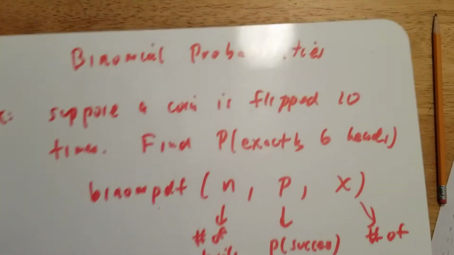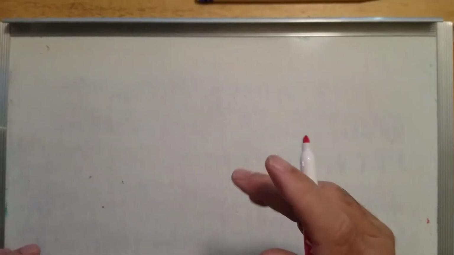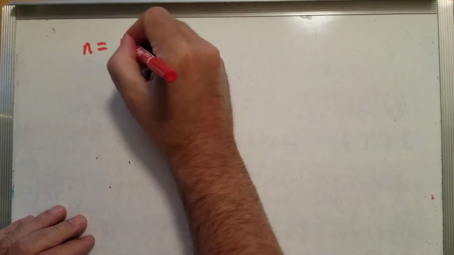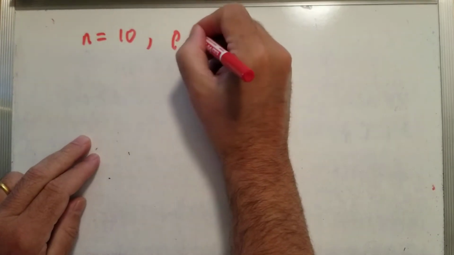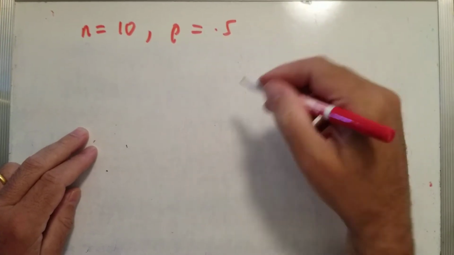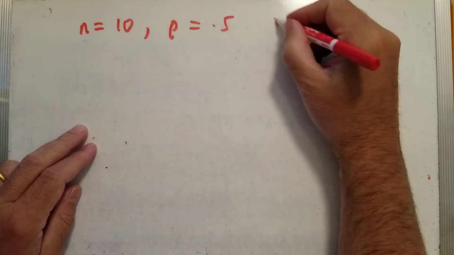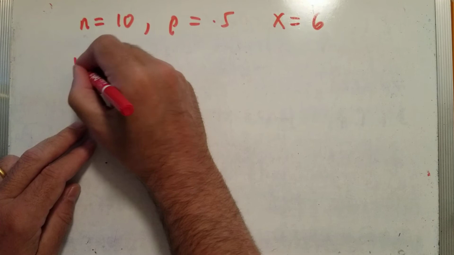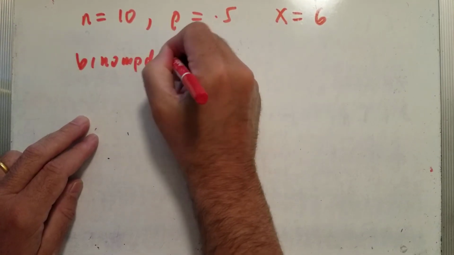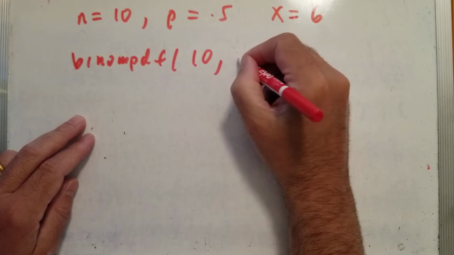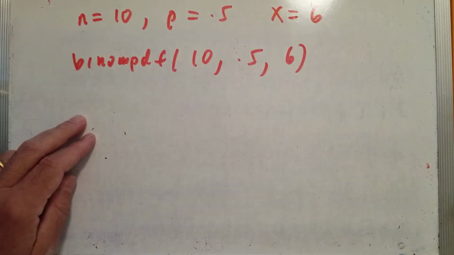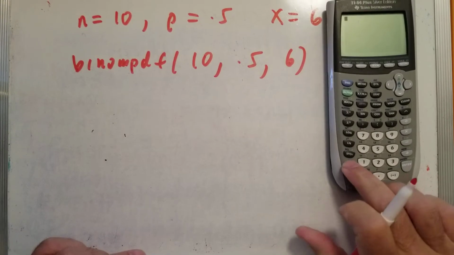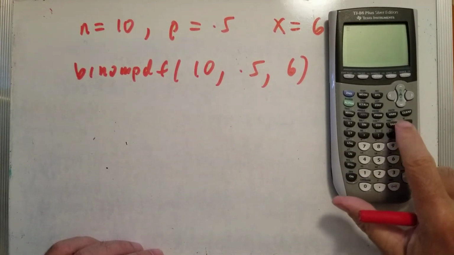So in this particular example, the N is 10 for the 10 flips. The P is 0.5 for the probability of success. That's the probability of flipping a head. And the X is 6, which is the number of heads we want. So on the calculator, we're going to go binom PDF 10, 0.5, 6. Now on the calculator, the binom PDF is a distribution.